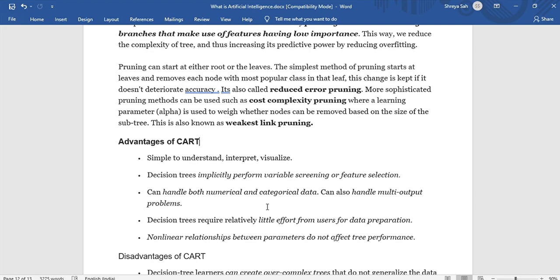It can also handle multi-output problems. Decision trees require relatively little effort from the users for data preparation. We do not have to do much data preparation, we do not have to convert every yes or no to zeros and ones and every binary value to numerical values, because it can handle the categorical data as well. Non-linear relationships between parameters do not affect tree performance.